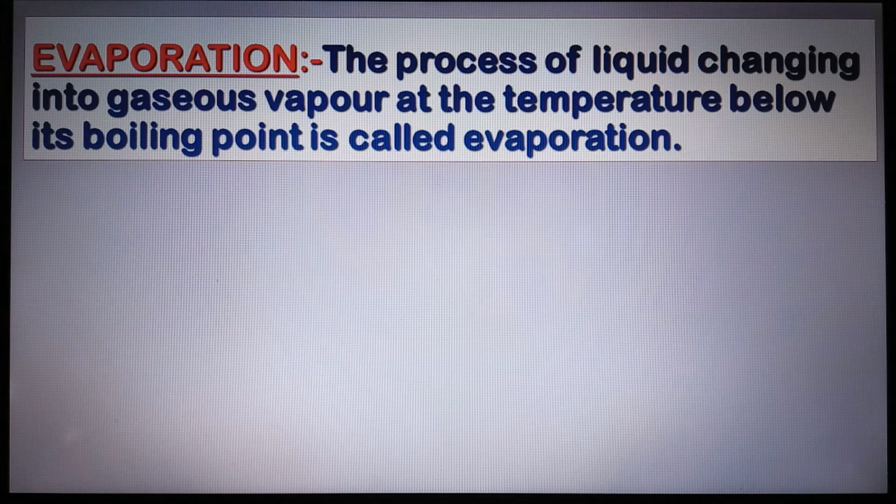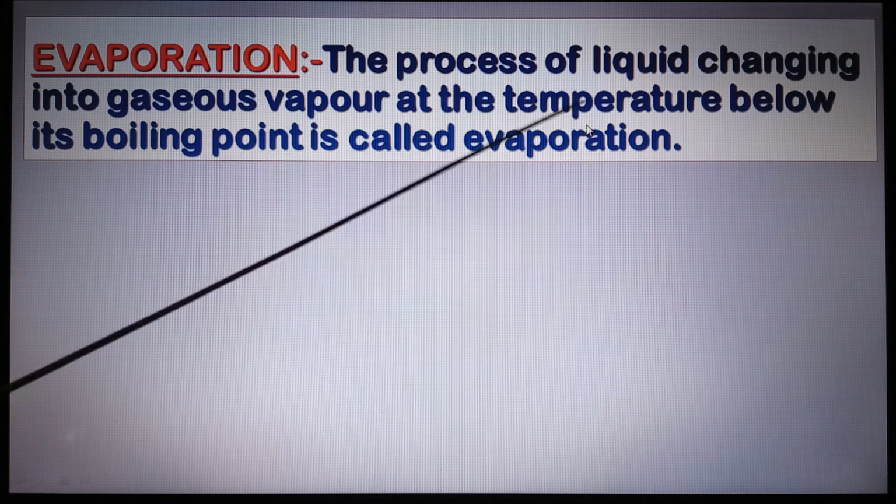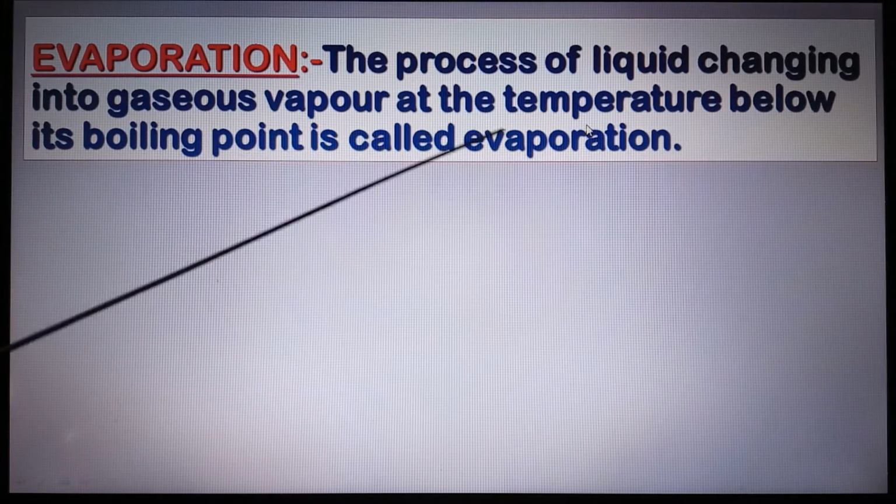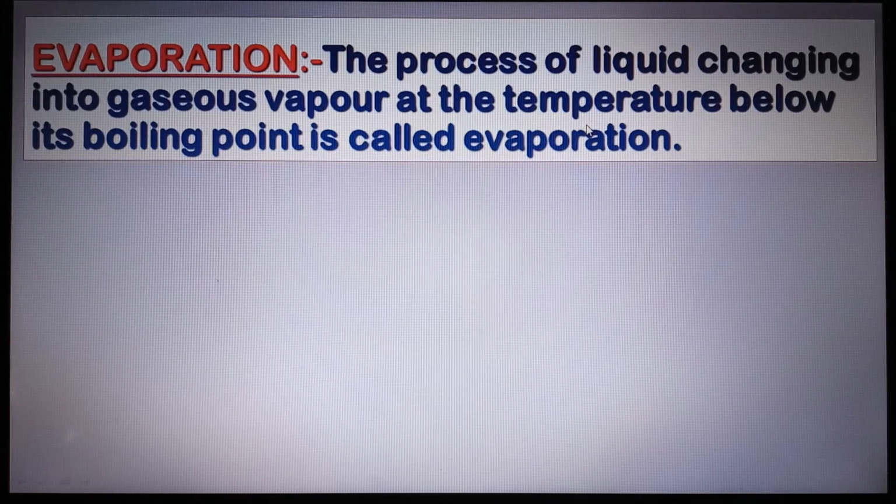Let us understand the topic called evaporation. What is evaporation? It is very different from vaporization, because vaporization occurs at its boiling point. Any liquid which converts from liquid to the vapor or gaseous form at its boiling point is called vaporization. But evaporation is a different process. Evaporation occurs at a temperature below its boiling point, meaning at any temperature evaporation can occur. The process of a liquid changing into gaseous vapor at a temperature below its boiling point is called evaporation.